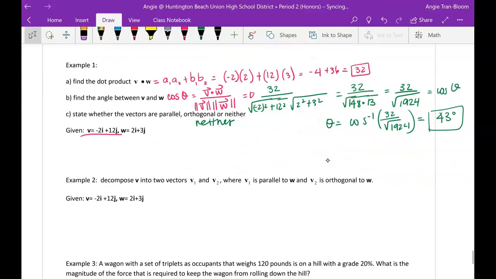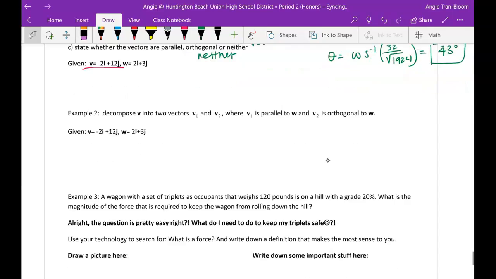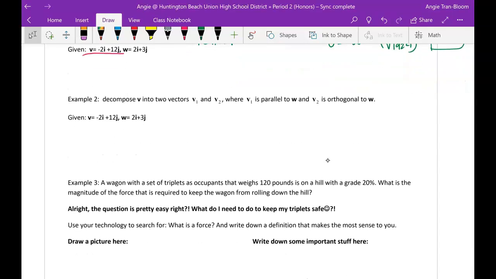Example 2. Decompose V into vectors. Ooh, we're using the decomposing now. Decompose V into 2 vectors, let's call it V1 and V2, where V1 is parallel to W and V2 is orthogonal to W. So how do we decompose? How do we find V1? Remember, V1 is the projection of V onto W, okay? And V1 is super important. We're going to need to know how to do V1 all the time.